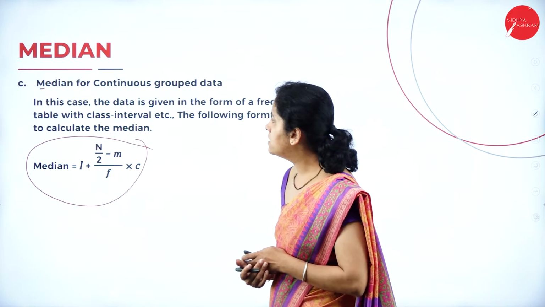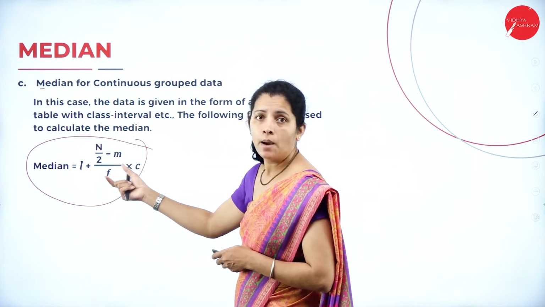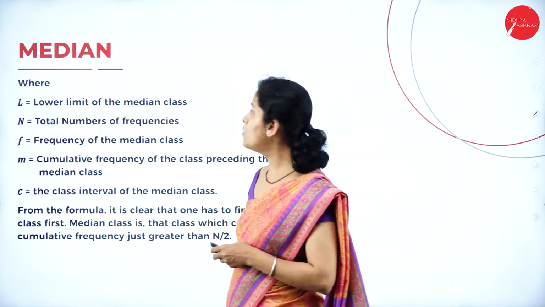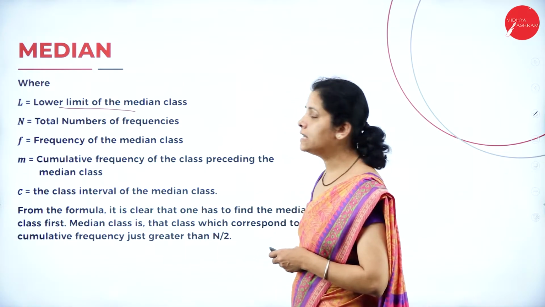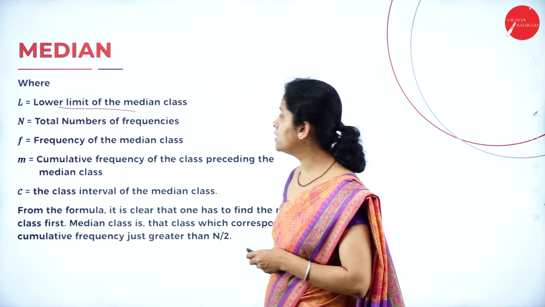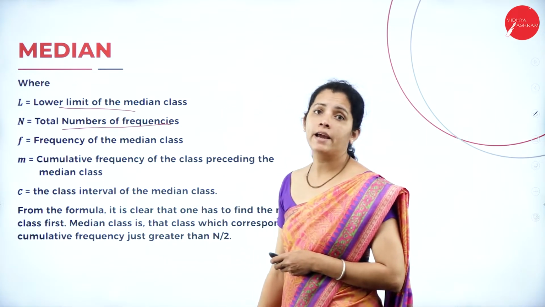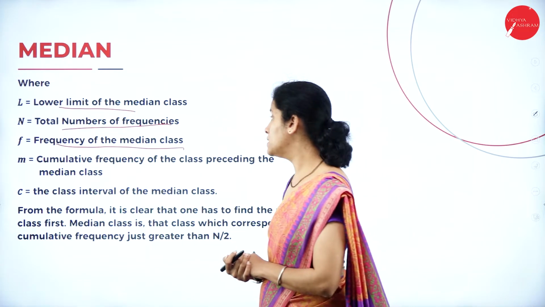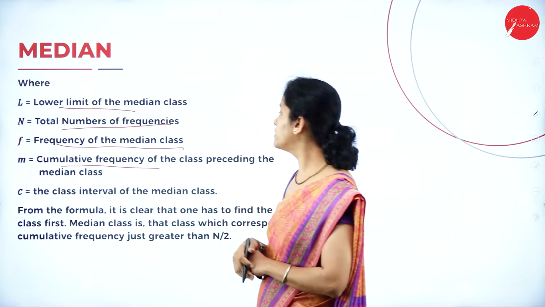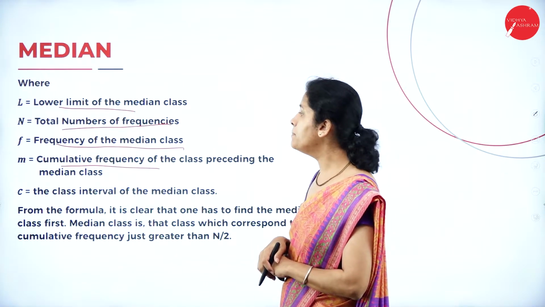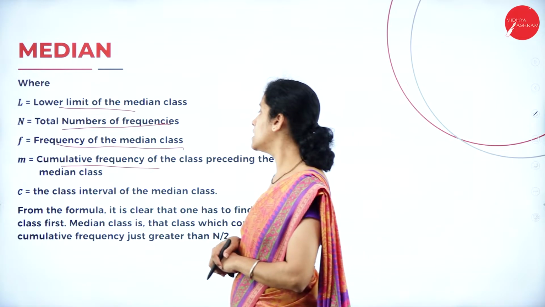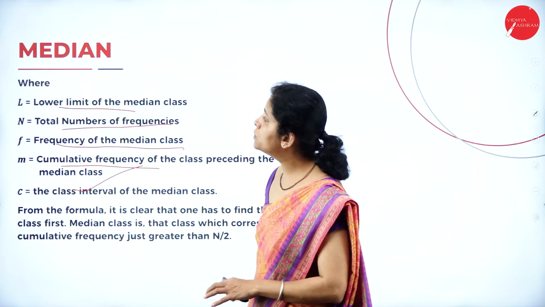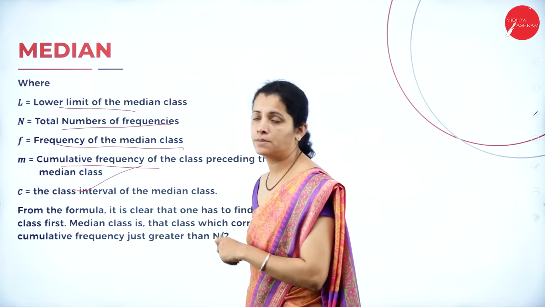Now see here, if I consider the parameters of this formula, L is nothing but the lower limit of the median class, n is the total number of frequency, f is the frequency of the median class, m is the cumulative frequency of the class preceding the median class, and c is the class interval of the median class. So dear student, these are the parameter descriptions.